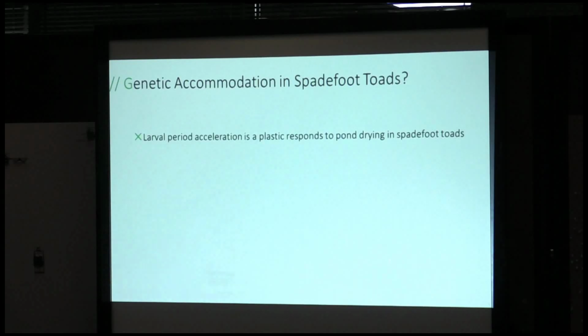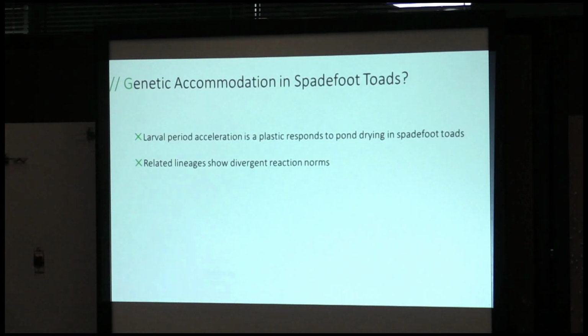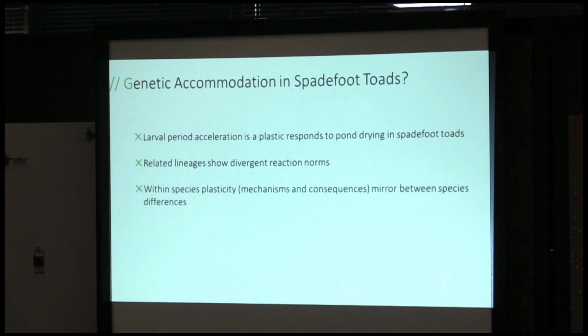So to summarize, larval period acceleration is plastic in response to pond drying in spadefoot toads, more so in one species than the other. So there's this clear divergence in reaction norms at the species level. But we're also seeing this plasticity within one species, and the plastic response we see in Pelobates seems to be mirroring what we're seeing between the two species as well. So we think these might be good candidates for genetic accommodation.